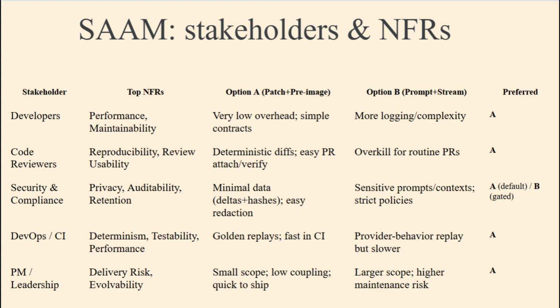Stakeholders emphasize different NFRs. Developers want low overhead and simple workflows, which points towards compact, easy-to-handle logs. Reviewers need deterministic, checkable diffs, so having a verified preimage plus exact patches matters. Security and compliance prioritize privacy, redaction, and retention controls, especially if prompts or streams are recorded. CI/DevOps require determinism for golden tests and reproducible builds, so stable, verifiable artifacts are key. In this context, option A, patch plus preimage, aligns with performance, simplicity, and reproducibility, while option B, prompt plus stream, emphasizes forensic depth, richer audit trails, and teachable replays.